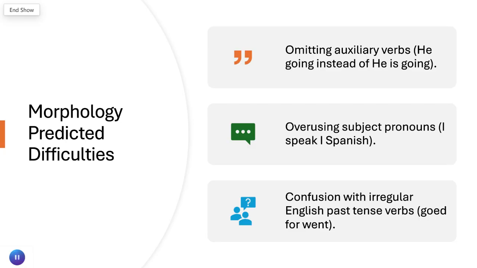These are some morphology predicted difficulties. We have omitting auxiliary verbs, so it says he going instead of he is going. Overusing subject pronouns: I speak, I Spanish. So overusing that I, and then confusion with irregular English past tense verbs, goed for went. These differences can cause Spanish learners to omit auxiliary verbs or overuse pronouns because they are not needed in Spanish. Irregular English verbs can also be challenging because Spanish tense rules are more consistent.